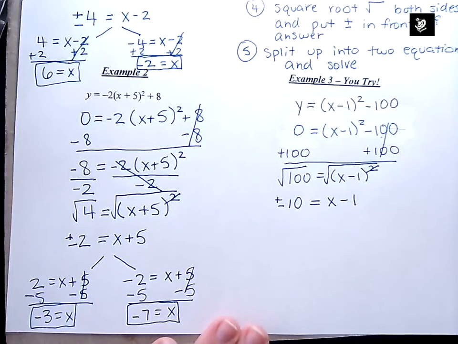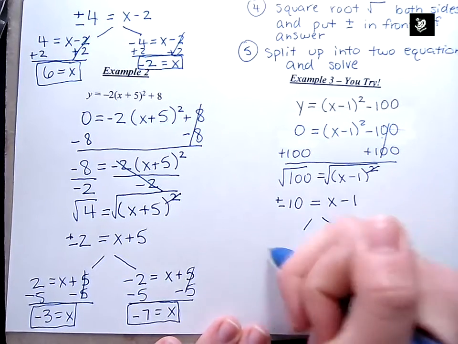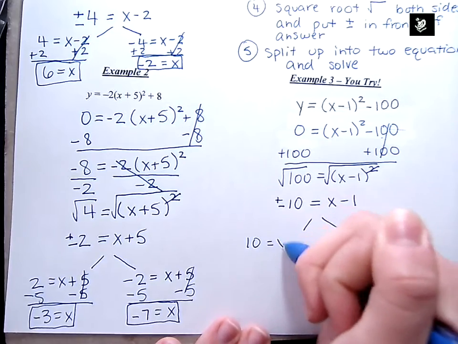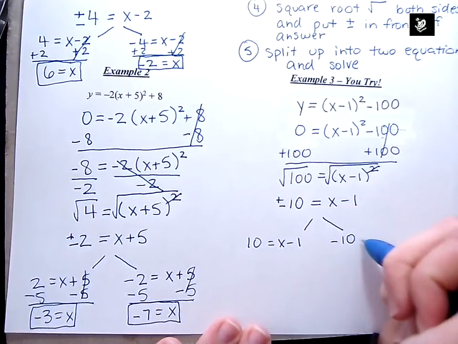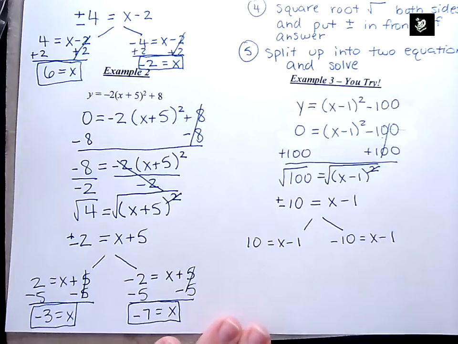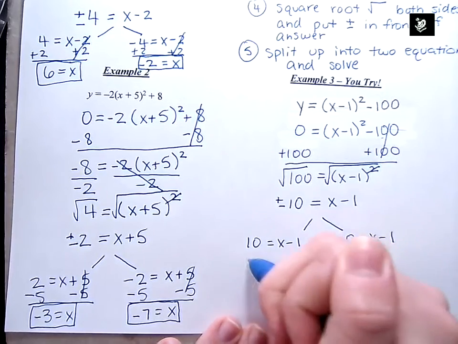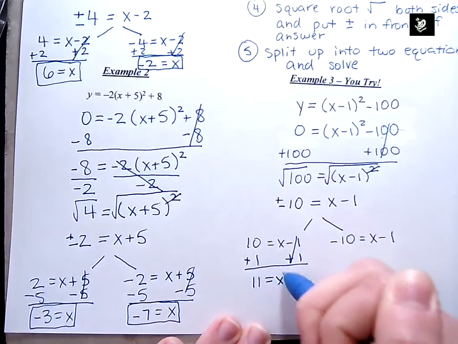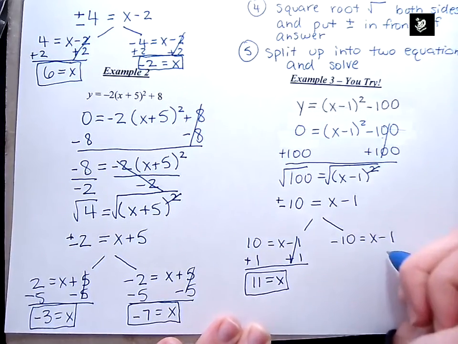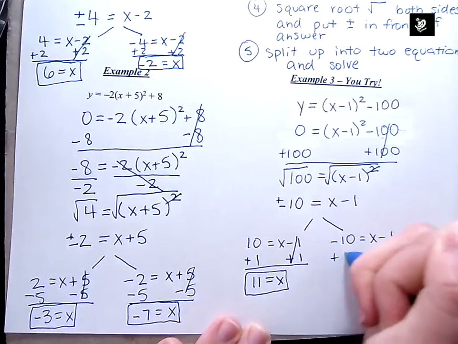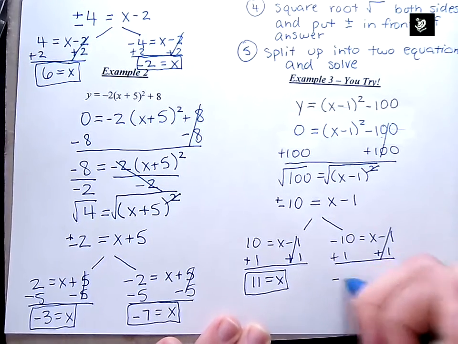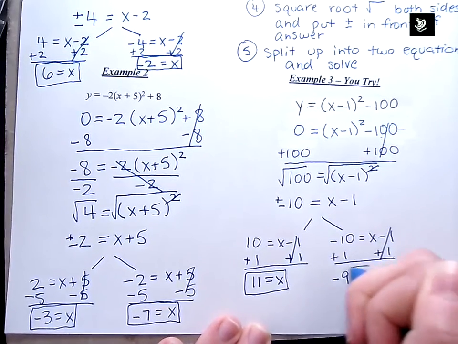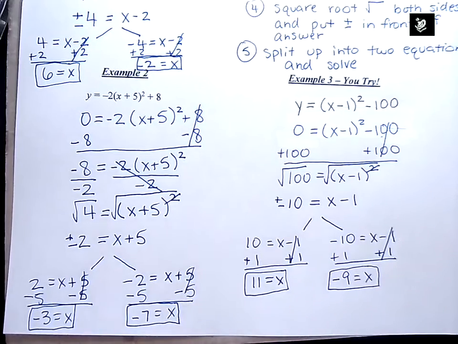And then step 5, split it up and solve each equation. So we've got a positive 10 equals x minus 1, and we've got a negative 10 equals x minus 1. To get x by itself, I have to add 1 to both sides. So I get 11 for my first root. Here I have to add 1 to get x by itself. So I'm going to get negative 9 as my second root. So that's how you solve a quadratic in vertex form.